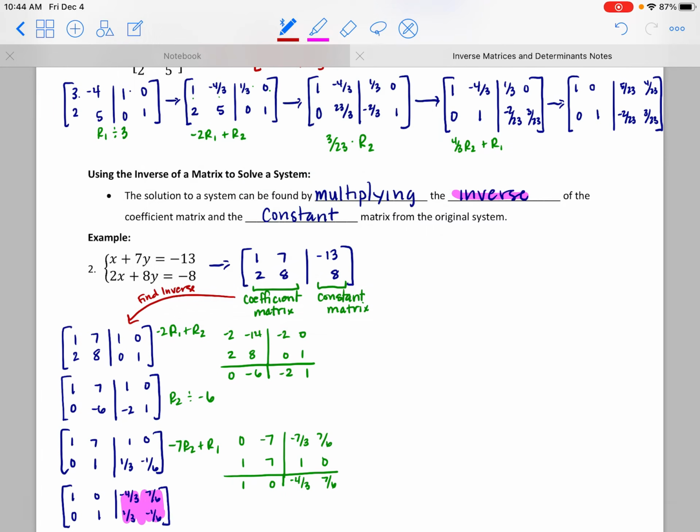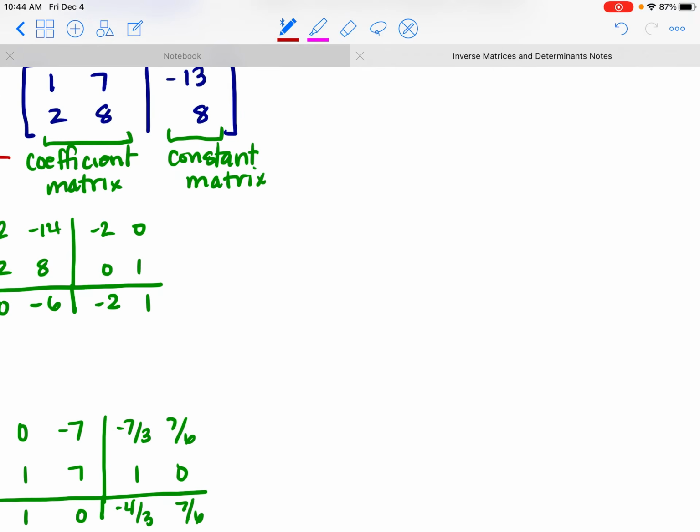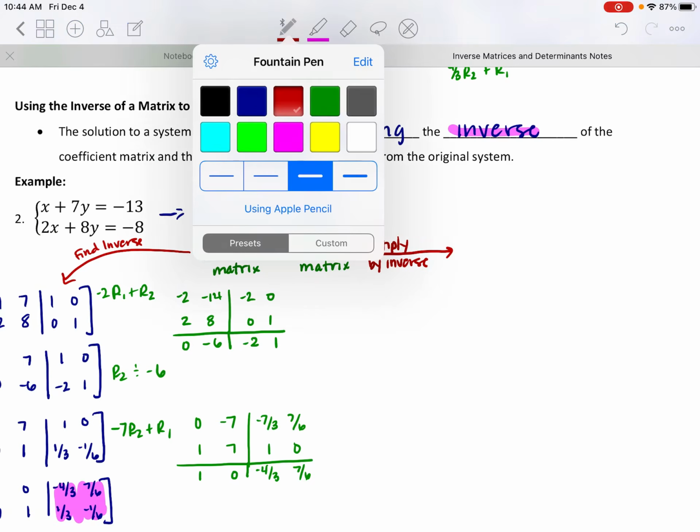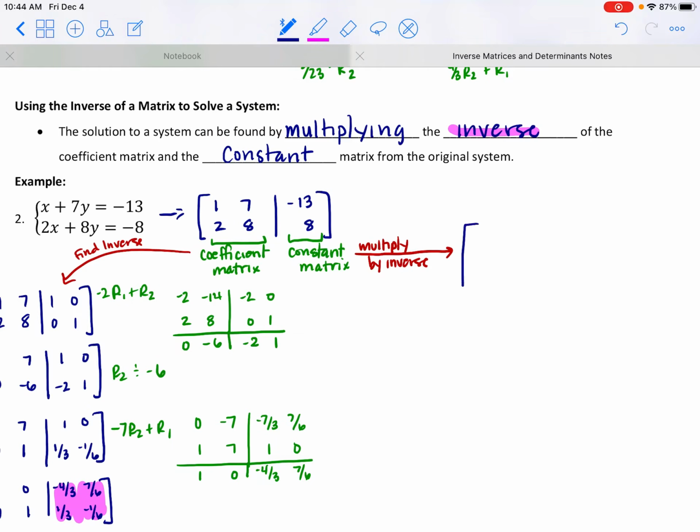So now I'm going to take this constant matrix and multiply by the inverse. I was trying to make this look kind of uniform. So how is that going to look? We're going to take the inverse, which was negative 4/3, 7 over 6, 1/3, and then negative 1/6.